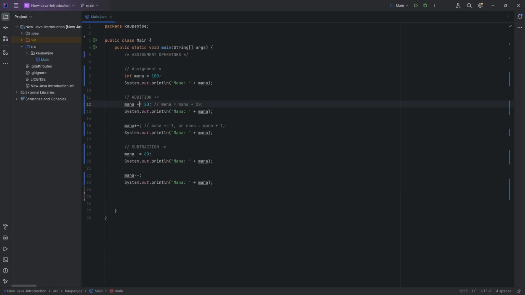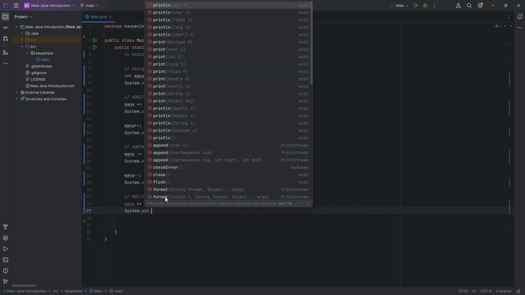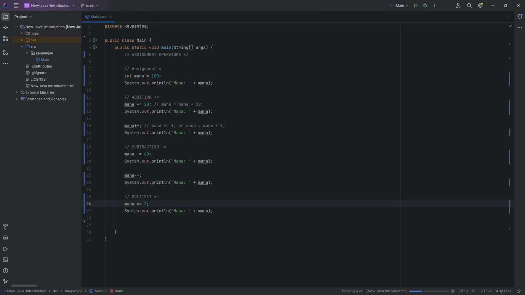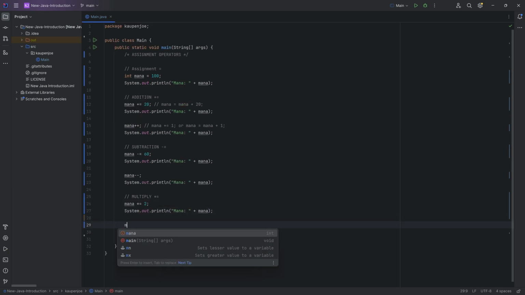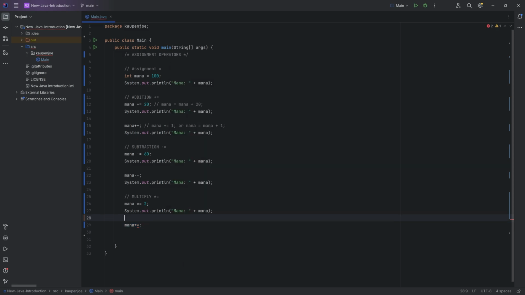You might be a little bit confused if you see the construction for the first time. We can, of course, also multiply over here with times equals, so that is going to be mana times equals 2, let's say, and we can print this out as well. There we go, and that one then will get us back to 120. Now, in this case, the times does not work because, well, that does not make that much sense. Now, you could say, well, maybe I wanted to square it, right? So mana squared. For that, you should use the pow method from the Math class.